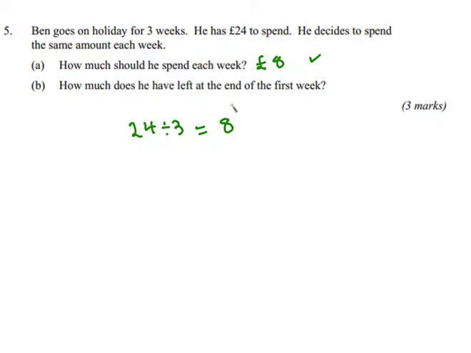Question 5b, how much does he have left at the end of the first week? Well, the first week he spends £8, and from the £24 he has left, so we just have to subtract 8 to find out how much he has left. 24 subtract 8 is 16, so he has £16 left.